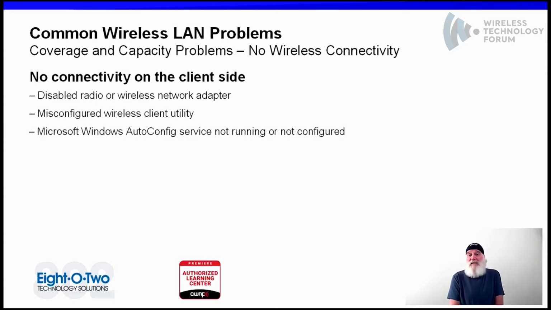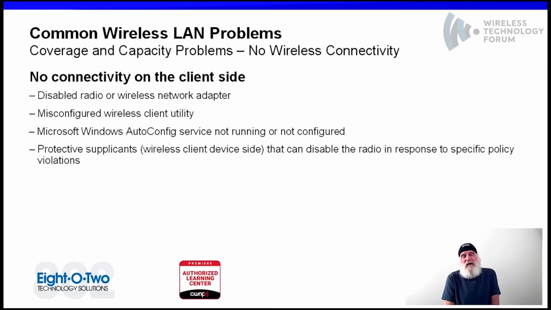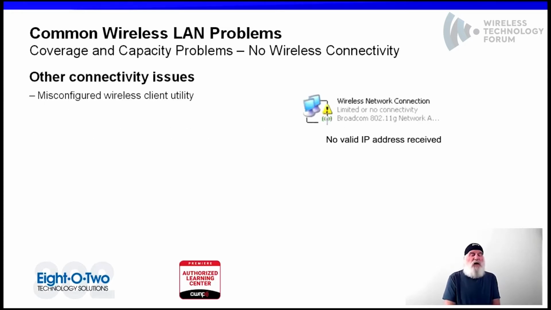Maybe the Microsoft Windows autoconfig, or the Microsoft Windows client side is not running or properly configured is another potential example. And then in some special cases, protective supplicants, and this is going to be on the wireless client device side, that can disable the rate of response to specific policy violations for like WIPS type of activity, for example, things like that. Other connectivity issues, again, misconfigured wireless client utility. You'd be surprised how many times that occurs.